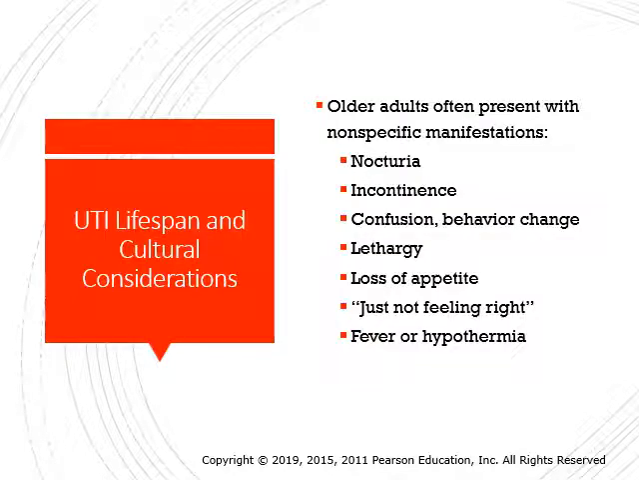Urinary tract infection lifespan and cultural considerations. Older adults often present with non-specific manifestations. So they're up in the night, going to the bathroom. Incontinence, so they're soiling themselves when they previously had not been. Confusion and behavior change. This is one of the most frequently seen symptoms in older individuals.